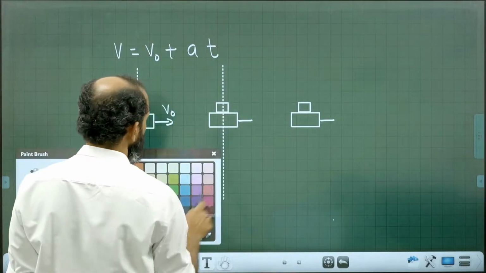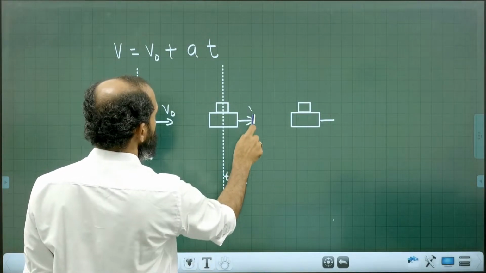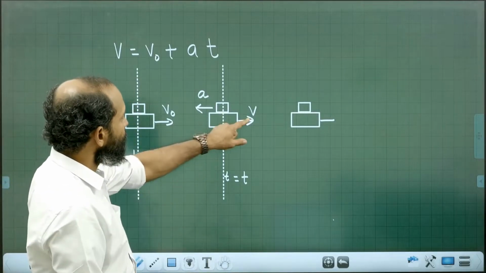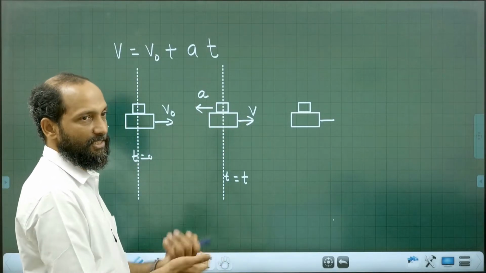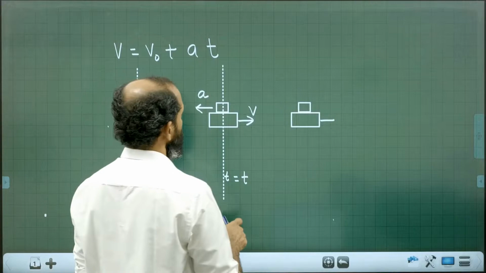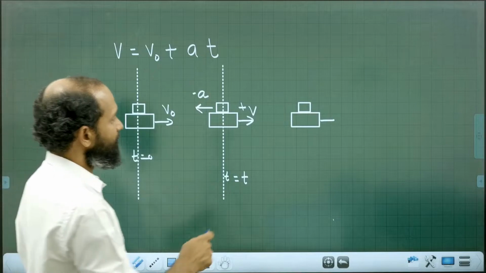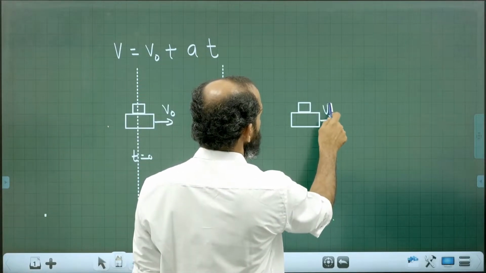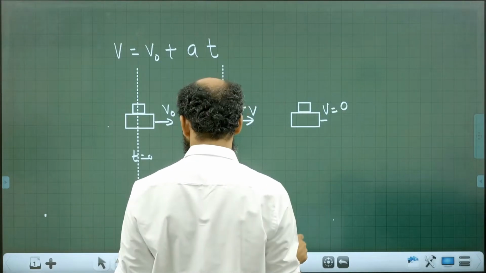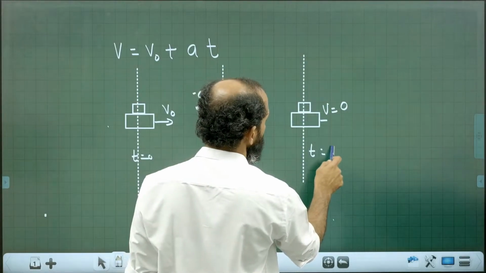At some instant of time t equal to t, its velocity is towards right, but its acceleration is towards left. If velocity and acceleration are in opposite directions, the body is slowing down, speed decreases, it retards. Velocity is given a positive sign, acceleration is given a negative sign. Here the final velocity becomes 0 at this instant of time. Let that time be t equal to t0.